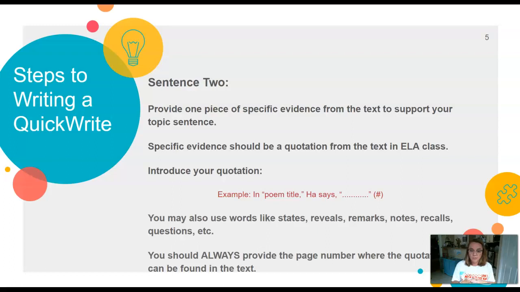You're going to introduce your quotation. You're going to say something like, in the poem title, Ha says blank, page number. You may also want to use words like states, reveals, remarks, notes, recalls, questions. Okay, a good strong verb that helps your reader understand that this is something that the character specifically or the author has specifically told us in the text. You should always provide a page number from where the quotation can be found. Okay, if you quote a text, you have to have the page number at the end. Otherwise, that's considered plagiarism, and we certainly don't want to have any problems with that.